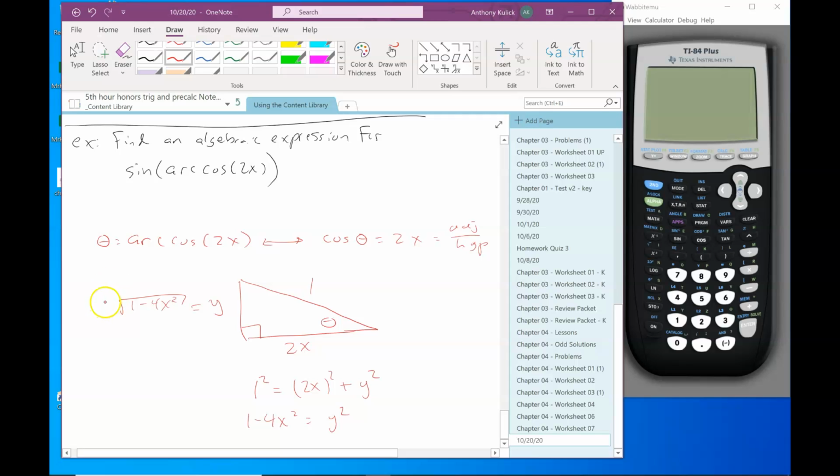The last thing I need to do is to determine whether that should be a positive square root or a negative square root. To do that, I remember that cosine inverse is either in quadrant 1 or quadrant 2. In both cases, the y-coordinate is positive. So that should be positive.